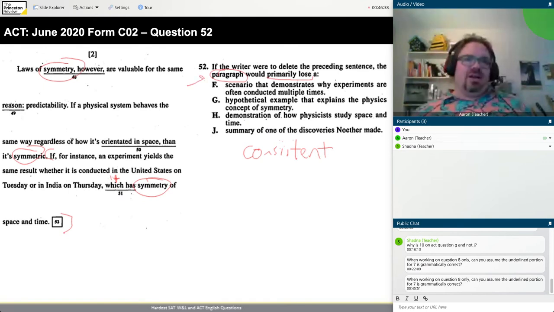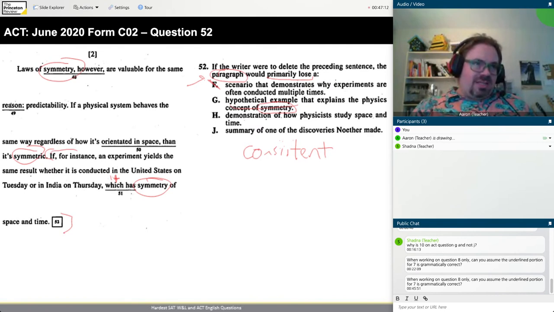So A, scenario that demonstrates why experiments are often conducted multiple times. This is not really getting at the idea of symmetry. Yes, it's true for the sentence, it's being conducted multiple times, but it's not what the paragraph is about. The paragraph's about symmetry. F is explicitly getting at that idea. G, hypothetical example explains the physics concept of symmetry. Hey, symmetry is good. Hypothetical example.